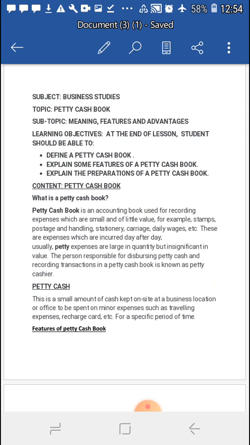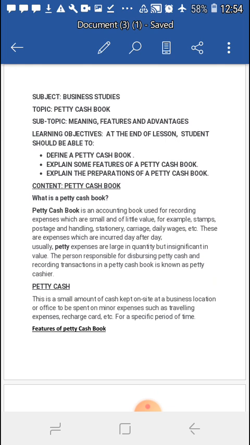I am Mrs. Sabolade Oluwatoyin, your business studies teacher. And our topic today will be looking into a petty cash book. Our last week topic was on ledger. And I trust that many of you now understand how to prepare that account.